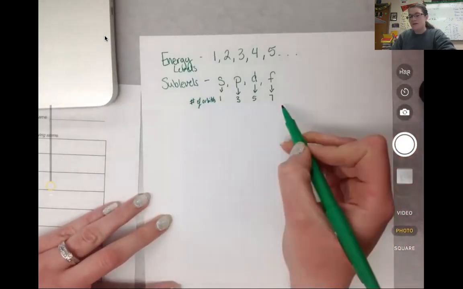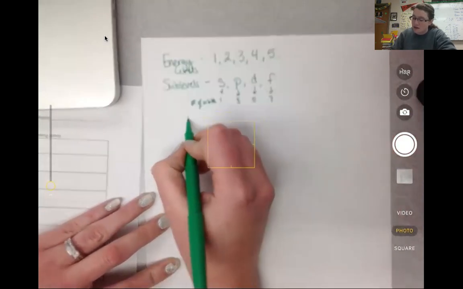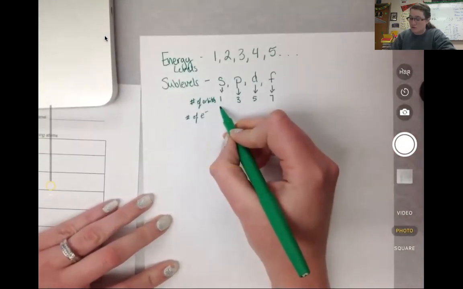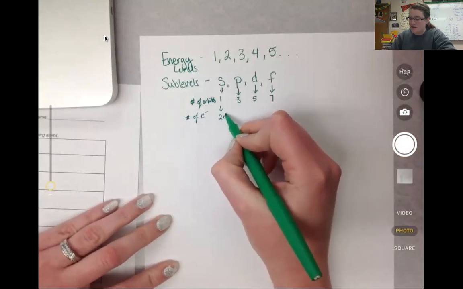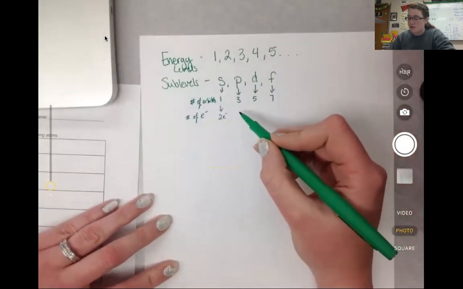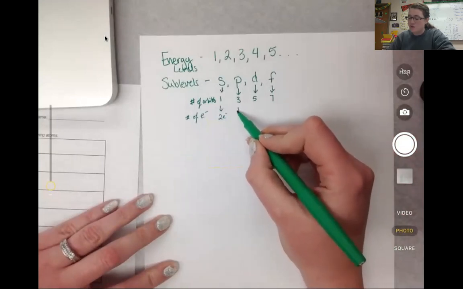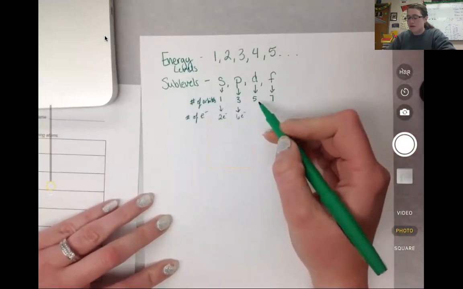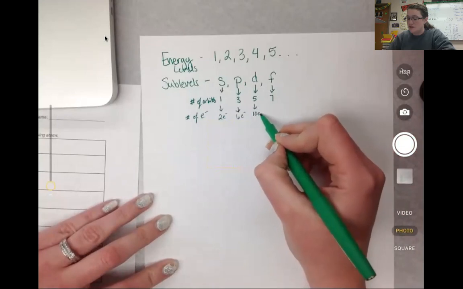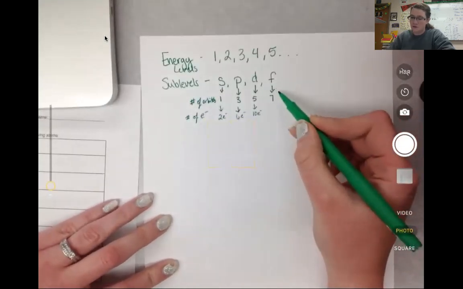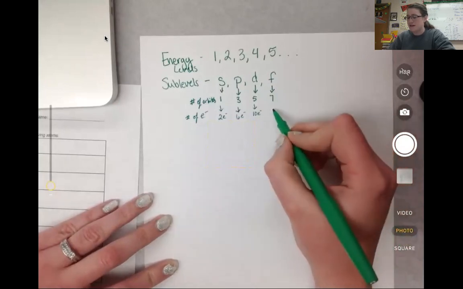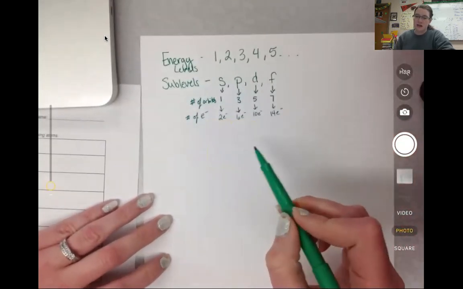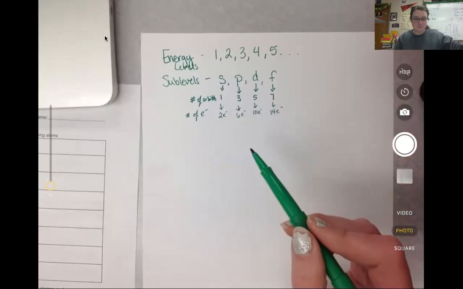Each one of these can hold 2 electrons. If there's one s orbital and it can hold 2, then s orbitals can hold 2 electrons. If there are 3 p orbitals and each of them can hold 2, then our p orbitals will hold 6 electrons. There are 5 d orbitals, and if each can hold 2, then they can hold 10 electrons. And our f sublevel has 7 orbitals, and each holds 2, so it can hold 14 electrons. Again, that's all stuff that we just looked at yesterday.